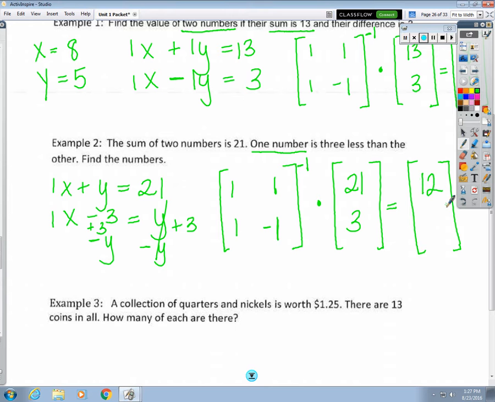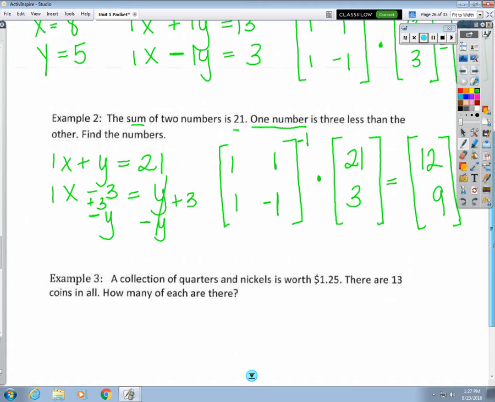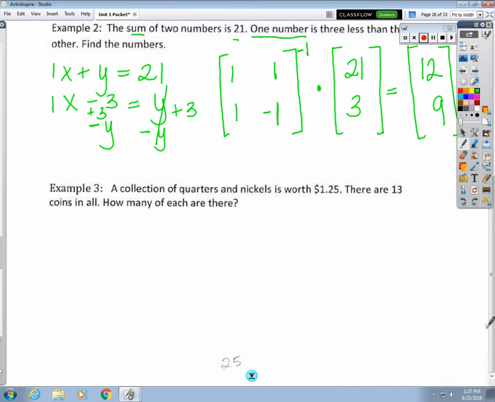12 and 9 is correct. Those two numbers really add up to 21, and one of them is definitely 3 less than the other, so they make sense. Okay, example 3. A collection of quarters and nickels is worth $1.25. There are 13 coins in all. How many of each are there?